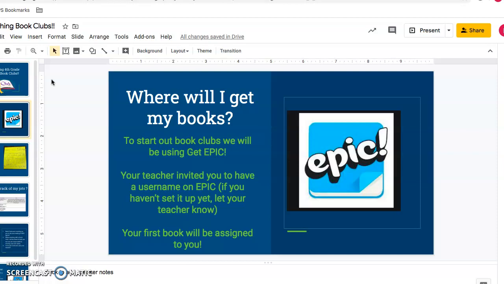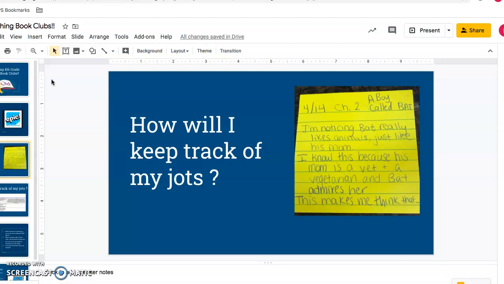But when you get on there, your first book is going to be assigned to you. This first book is going to be your first book club book. Don't read your book club book just yet, but I do want you today to go on there to actually figure out, well, what am I reading? How are you going to keep track of your jots? There are a few different ways that you can do this, but there are two ways in particular that fourth graders are really going to be pushed to do.